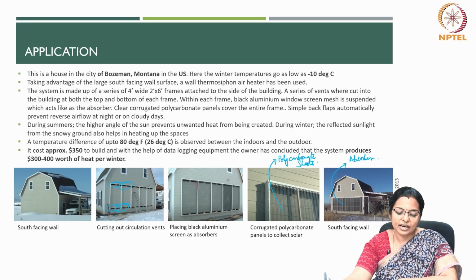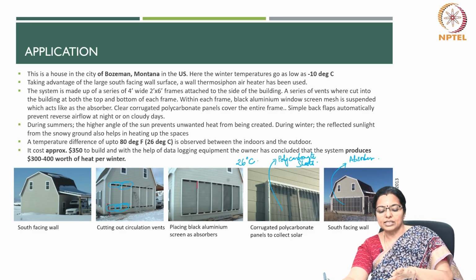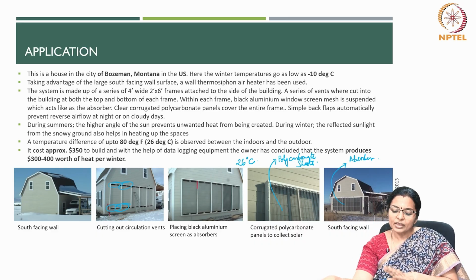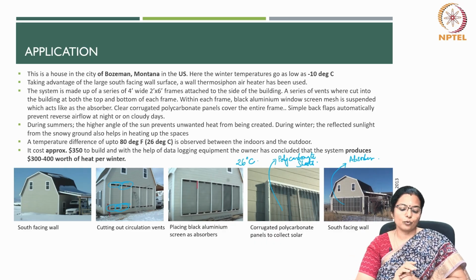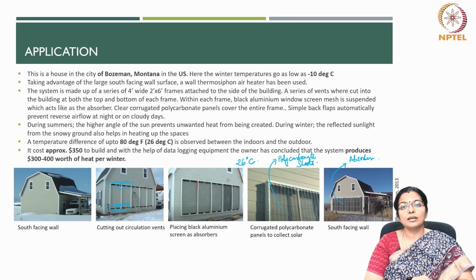During summers, the higher angle of the sun prevents unwanted heat from being created. During winter, the reflected sunlight from the snowy ground also helps in heating up the spaces. A temperature difference of about 26 degrees centigrade is observed between indoors and outdoors. So, this experimental setup had a data logger and it showed that the system is able to produce $300 to $400 worth of heat per winter.